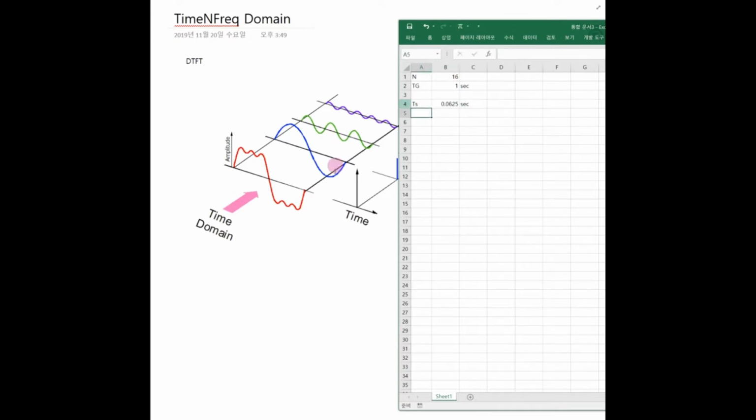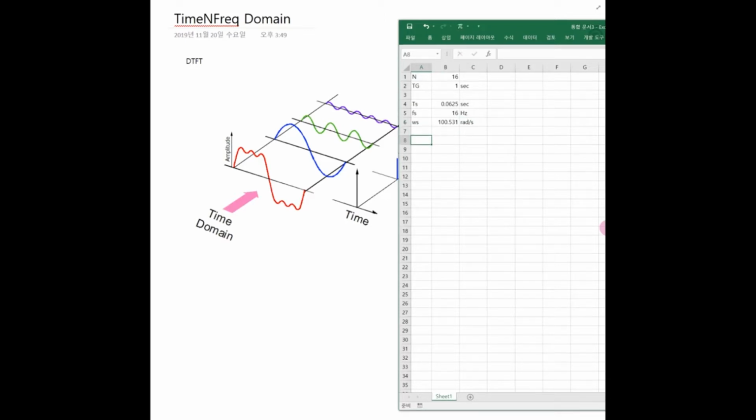So this is the sampling frequency. I just sampled 16 points, so the time is sliced by 16, and the sampling period is given here. Then the sampling frequency is 1 over Ts. And omega s equals 2 pi divided by Ts, in radians per second.